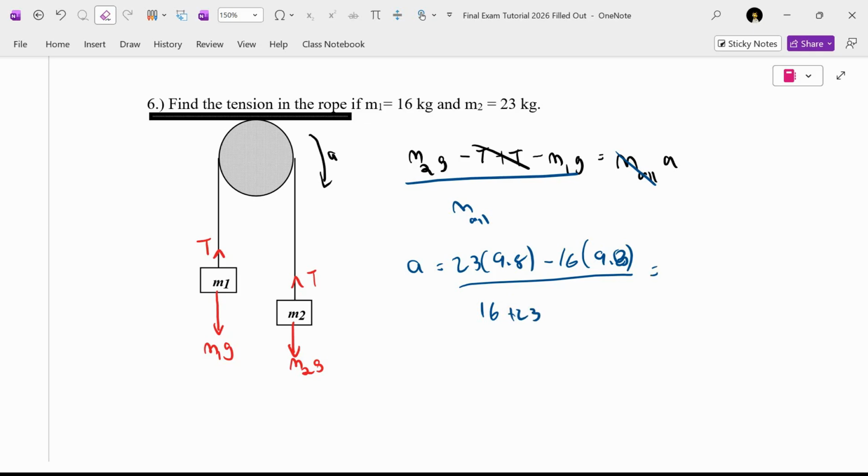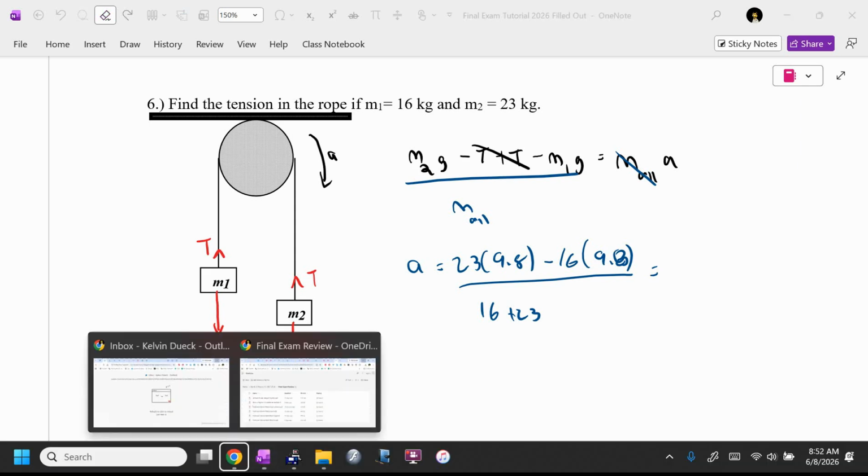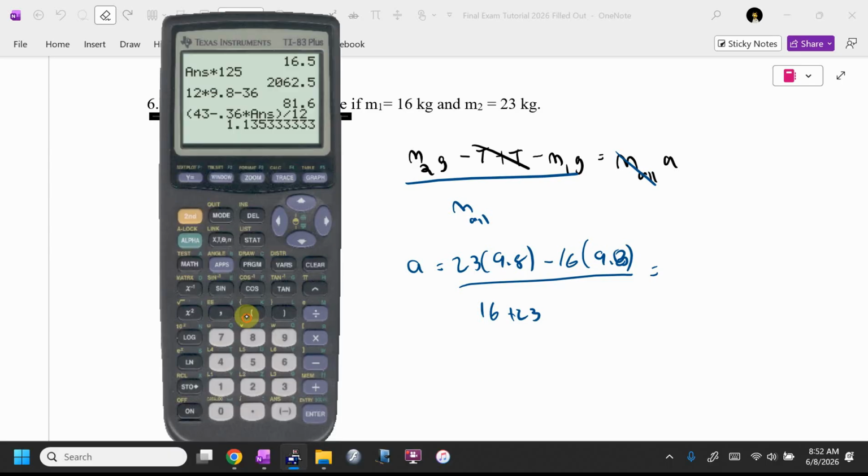These masses are fairly close. I don't think we're going to get a big acceleration. If it was like 23 and 22, they would barely accelerate at all because they'd almost be balanced. I know it's going to be less than 9.8, I can tell you that. 23 times 9.8 minus 16 times 9.8, close bracket, divided by bracket 16 plus 23. Let me know what you get, Jacoby.